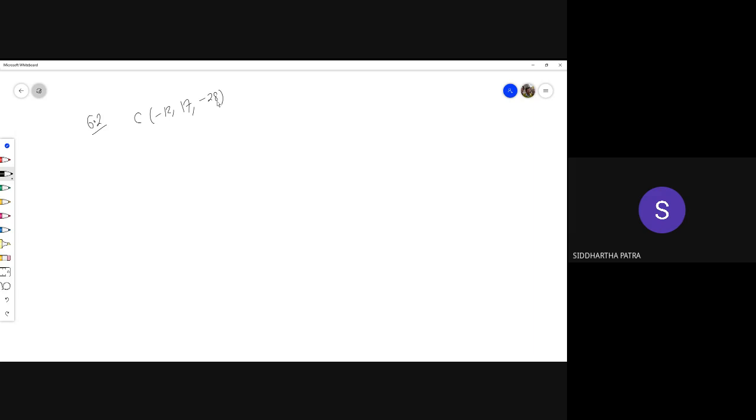I'm just trying to figure out which one we should take as the x-axis. I mean, vertical is fine, but which one should we take as the x-axis and the other as the y-axis? And is there any guideline?